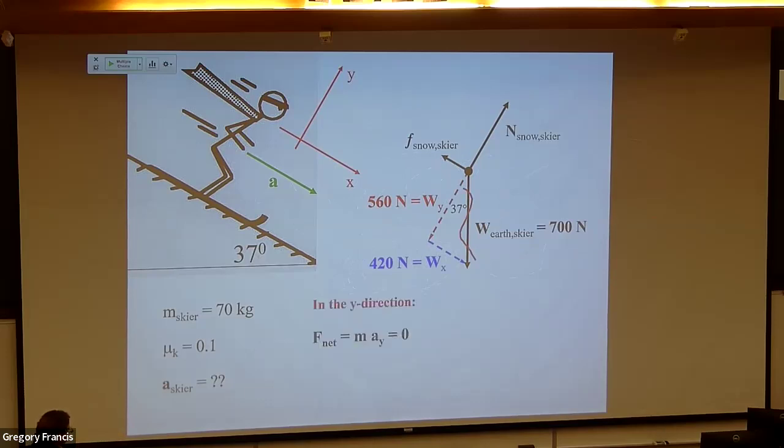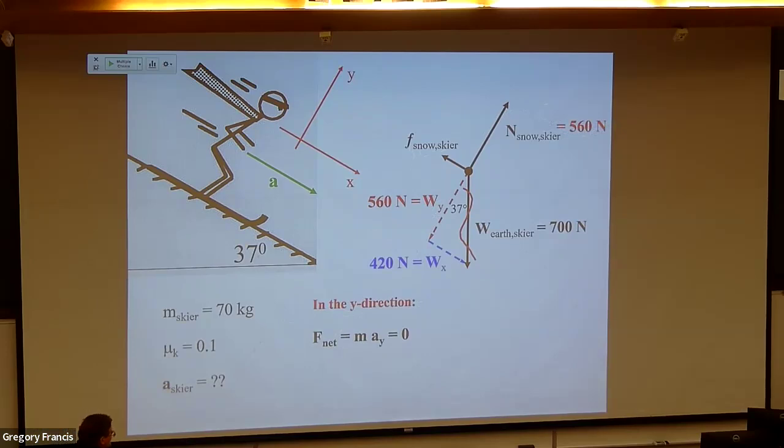Because the acceleration is all in the x direction, in the y direction, I should have balance. That means this force in the positive y direction should balance this force in the negative y direction. And that means my normal force has to be 560 newtons. Does everyone see that, where we got that?